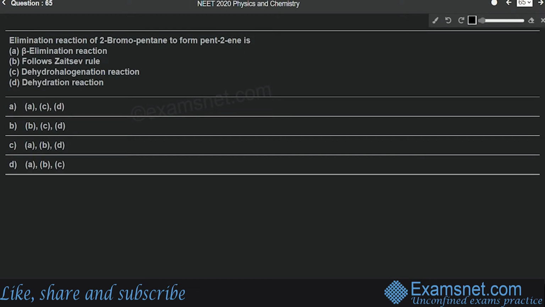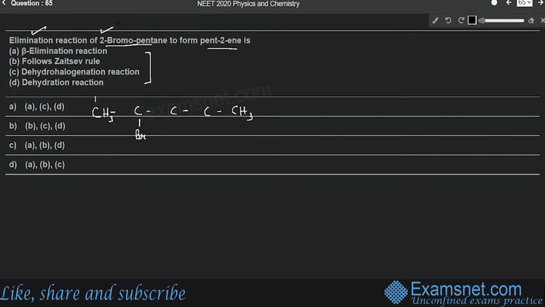Question number 65 is from the chapter Haloalkanes and Haloarenes, and the question is: elimination reaction of 2-bromopentane to form pent-2-ene is. So we have to find out the correct option out of the given ones. Let's write the reaction. 2-bromopentane, that means 5 carbon atoms will be there. Methyl groups will be there at both the ends. Now if this is carbon number 1, then bromine will be attached to second carbon, because this is 2-bromopentane.